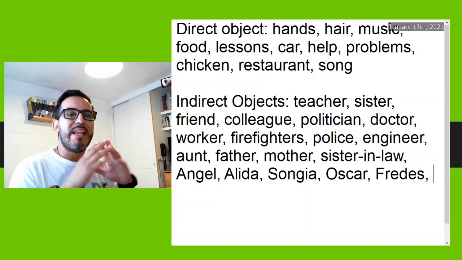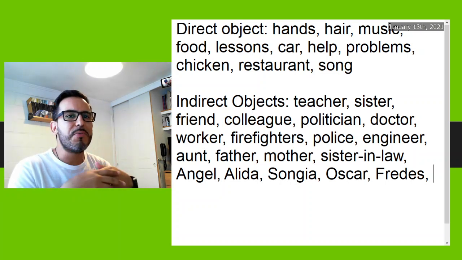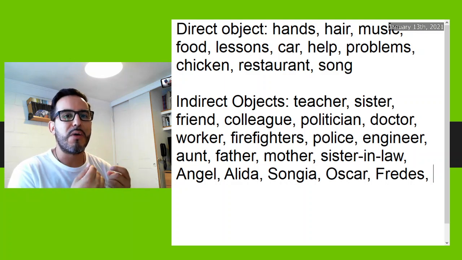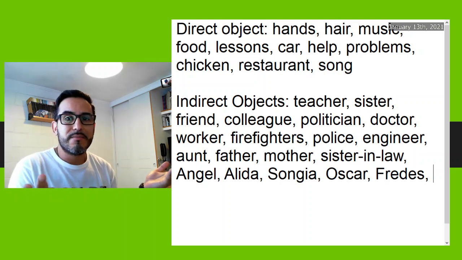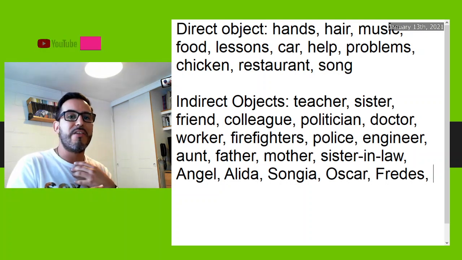So, the name indirect object is not very clear. It's not something very explicit, right? It's kind of difficult to understand. A direct object is a person. But that's it. An indirect object is a person that is affected by the verb.